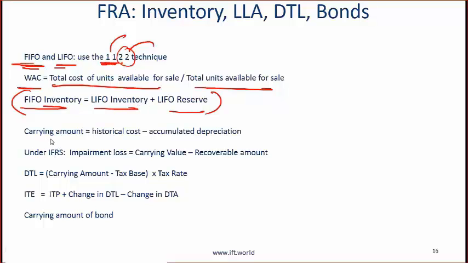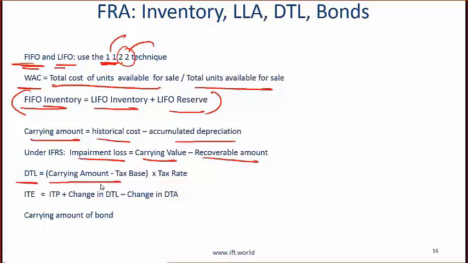Okay, when you talk about long-term assets, then the carrying amount is historical cost minus accumulated depreciation. This is a type 1, you just have to know this. When you do an impairment, then impairment loss is the carrying value minus the recoverable amount, and then there are some rules for coming up with the recoverable amount, which is not being discussed here. It's part of the crash course and the regular lectures. Okay, deferred tax liability.